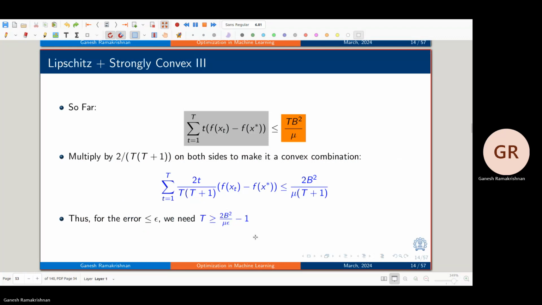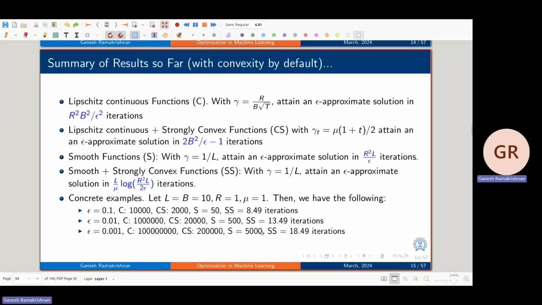And yeah, so for error less than epsilon, we'll need t greater than equal to 1 upon epsilon, order 1 upon epsilon. Okay, so now we are back, right? So for Lipschitz continuous and strongly convex functions, we have the same as for smooth functions. Similar, not same, but similar.